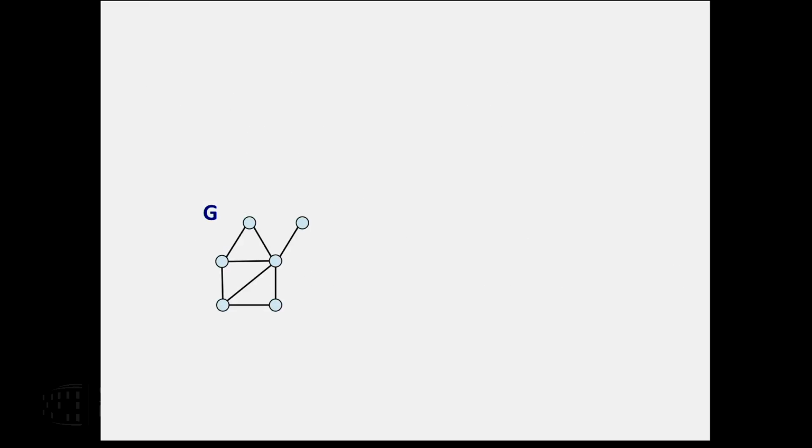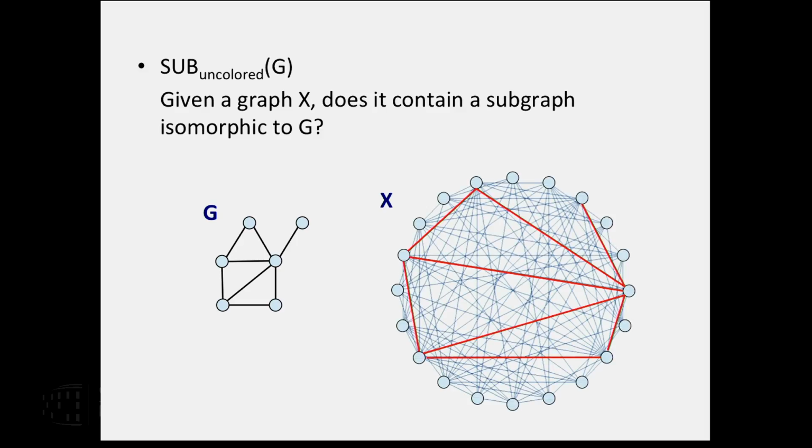Okay, so let me now introduce the general subgraph isomorphism problem. First, I'll introduce an uncolored version, which is maybe what most people would mean by the subgraph isomorphism problem. So we have some fixed graph G. And the input, again, is a graph x on n vertices. And the question is, does it contain a subgraph isomorphic to G? By subgraph, I mean not necessarily an induced subgraph. And I'll denote this by Sub-uncolored of G.